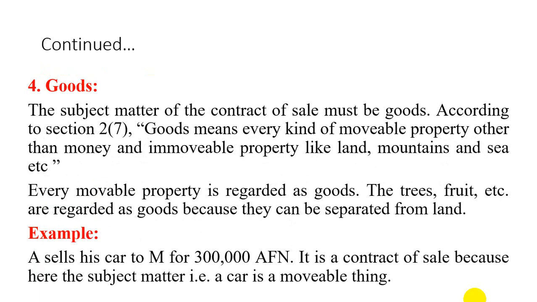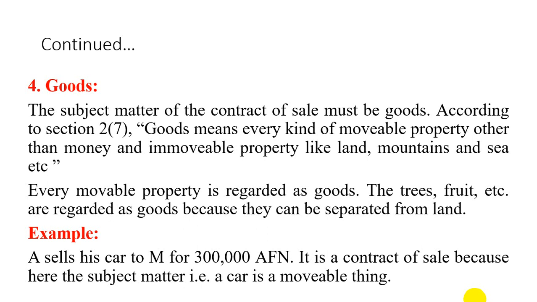The fourth one is goods. The subject matter of the contract of sale must be goods. The thing they contract over must be goods, and it must be known and legal. According to section 2(7), goods means every kind of movable property. As we discussed before, it can be electricity, gas, water, and other movable properties like land.